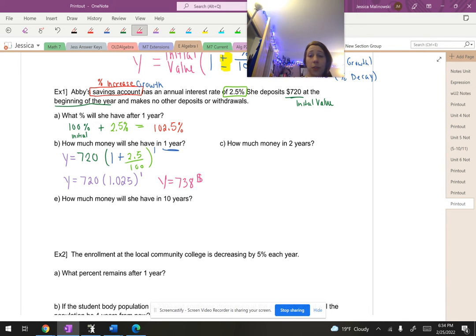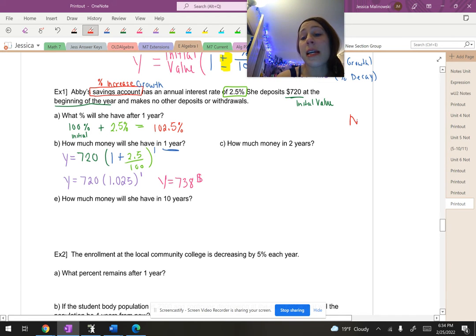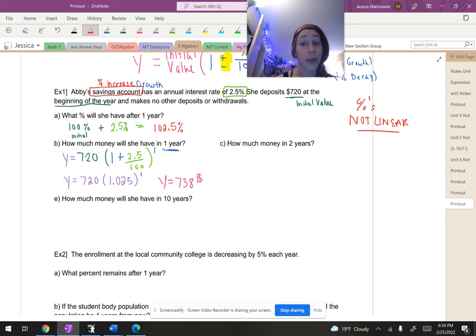Okay, how much money in 2 years? In theory, you might be thinking here that you just want to add the $18 that it grew by and add that 18 once more, but that is not what you want to do. This is not linear. Remember, percents are not linear. It's a different amount. Even though the percent is staying constant and we're still going to be growing by 2.5%, we no longer have $720 in our account. We have the 738 now, so that changes things.